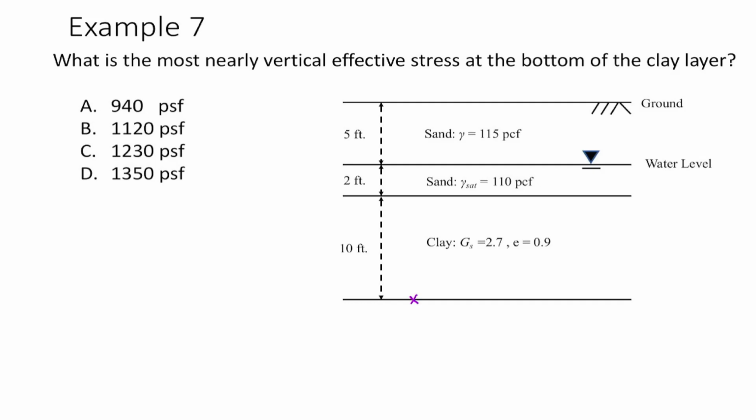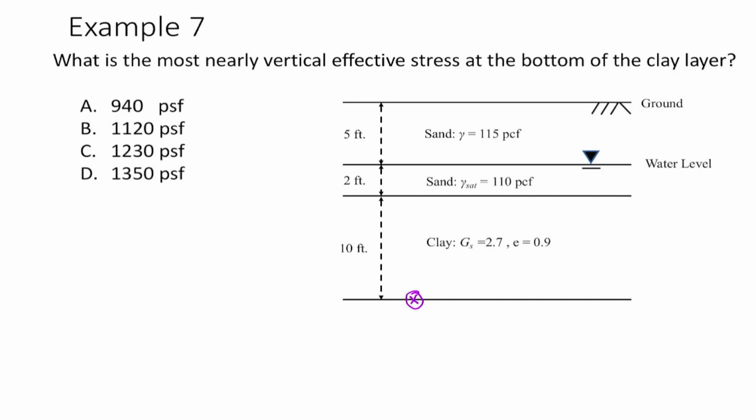We have 3 layers over here. We have a dry sand, and we have a saturated sand layer, and we have a clay layer. So basically, the question is asking for the vertical effective stress at the bottom of the clay. As usual, you can pause the video and try to work on the problem for a couple minutes, and we'll be back with the solutions.